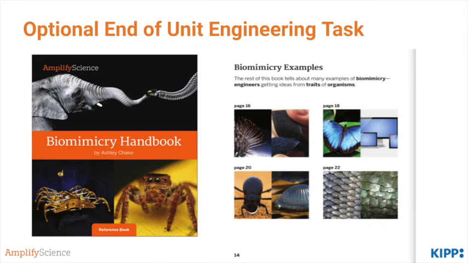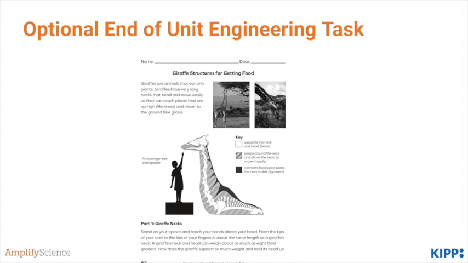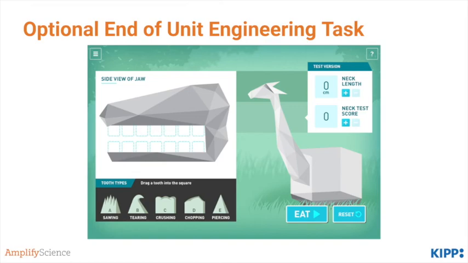At the end of the unit, there is an optional engineering task where students work to solve the problem of how to automatically cut back plants that grow really quickly. Students begin by reading the book Biomimicry Handbook, which gives examples of inventions that were inspired by plants and animals in nature. Students read the book Cockroach Robots and see an example of how engineers have been inspired by cockroaches to create a robot. Students get inspiration from giraffes to solve the problem of how to trim a large number of plants that keep growing and growing. Students experiment with a pretend robo-grazer robot that they will make. They try out variables such as the length of the neck and the types of teeth. Then they go on the computer and test out their designs on the robo-grazer simulator.